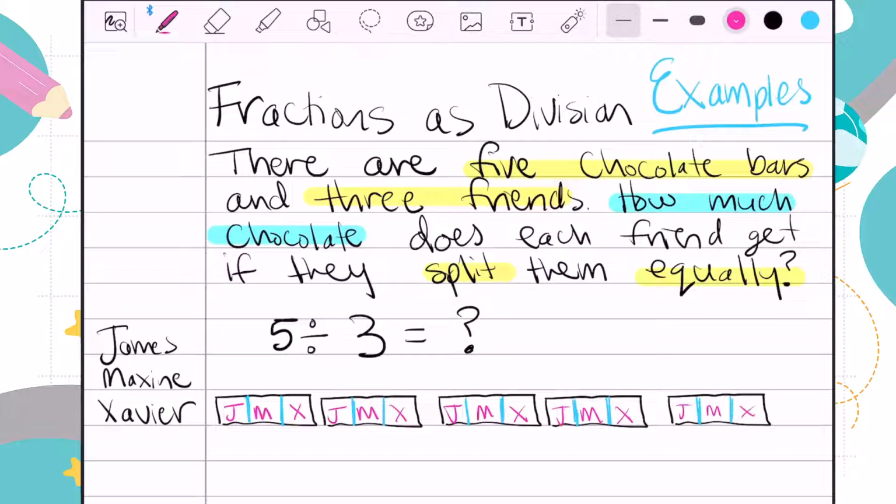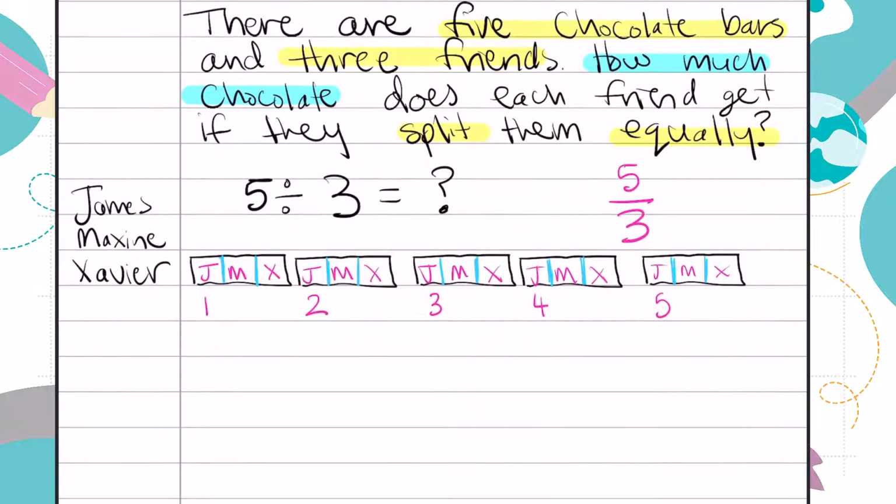And then I'm going to count how many pieces James gets. 1, 2, 3, 4, 5. And it looks like Maxine and Xavier each get 5 too. So 5 pieces, and they're cut into thirds. So each friend will get 5/3 of a chocolate bar. 5 divided by 3 can also be represented as 5/3. Each friend gets 5/3 of a candy bar.